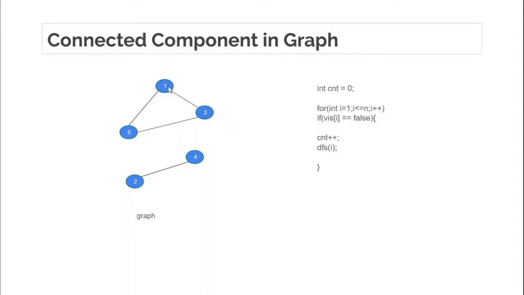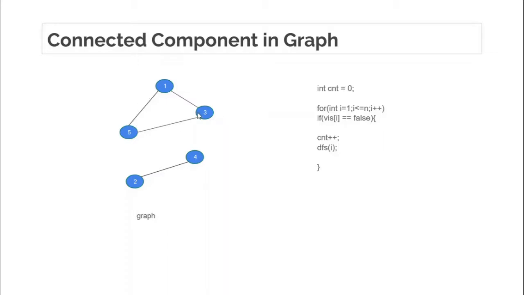Now whenever you make a DFS call to any node which is unvisited, that means the whole connected component in which that node lies is unvisited. So you make a DFS call to that node, and all of the nodes which are reachable from that node, or basically the whole connected component, will get visited. When the whole connected component gets visited, all of the nodes in that connected component are marked as true. That means next time when i becomes either 3 or 5, visited of i will be true, and you won't make a DFS call to those nodes.